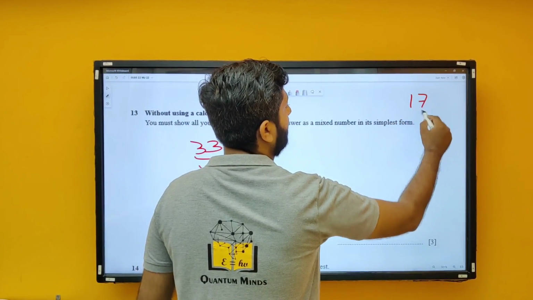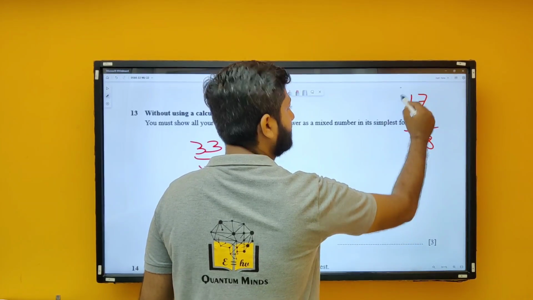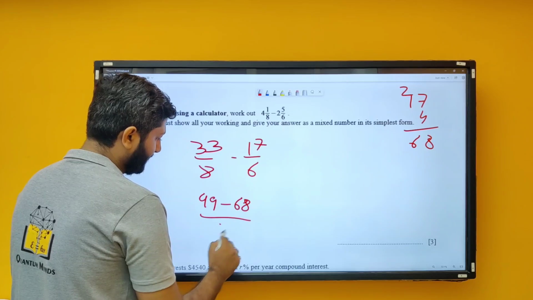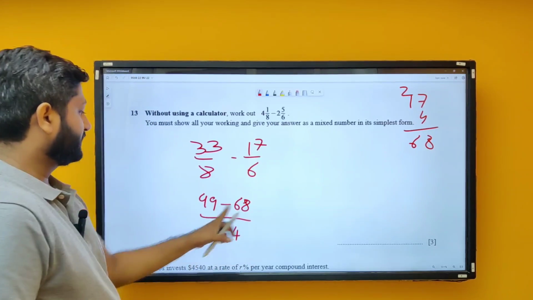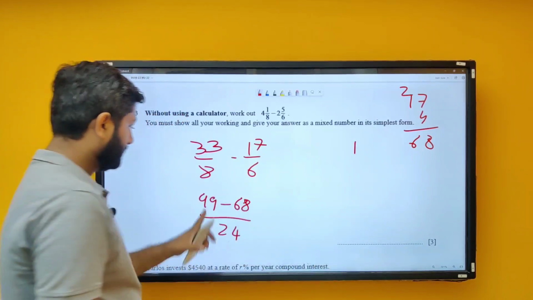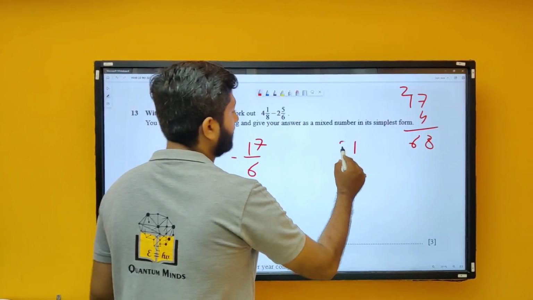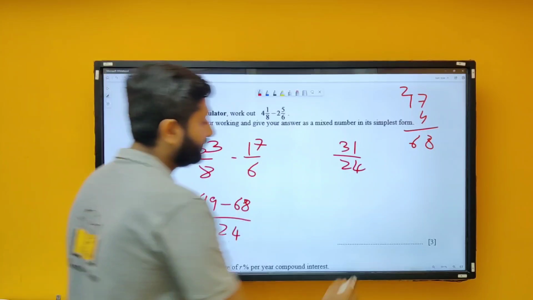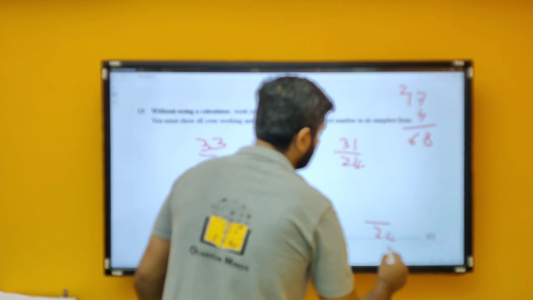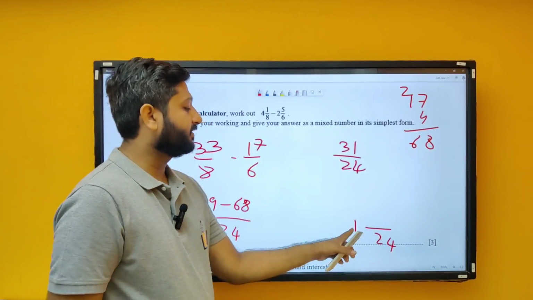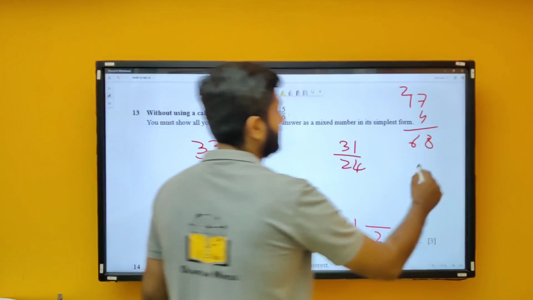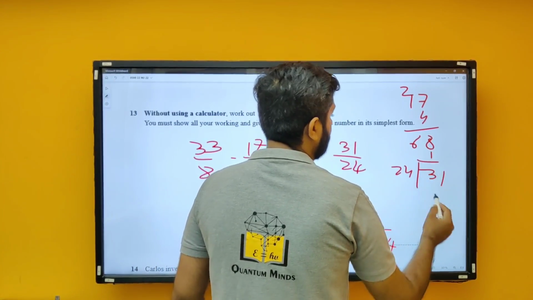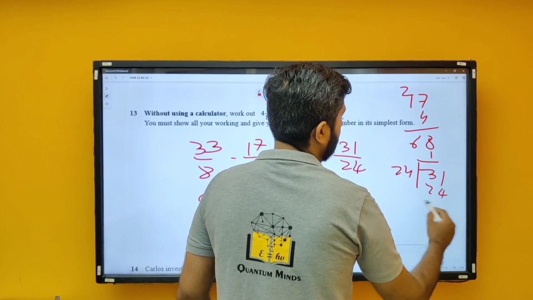17 4s are, I think 7 4s are 28, 68, yes. This is 68 upon 24. So 99 minus 68 is 31, so 31 by 24. In mixed form, this can be written as 1 and 7 by 24. So see, let me convert into mixed form. 31, so 1 is equal to 24.